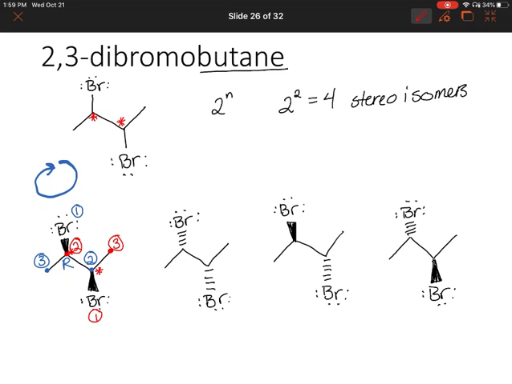And then hydrogen again is in the back and has lowest priority, so that's fine. So now let's draw a circle from 1 to 2 to 3. So is that turning towards the right in a clockwise manner or towards the left in a counterclockwise manner?